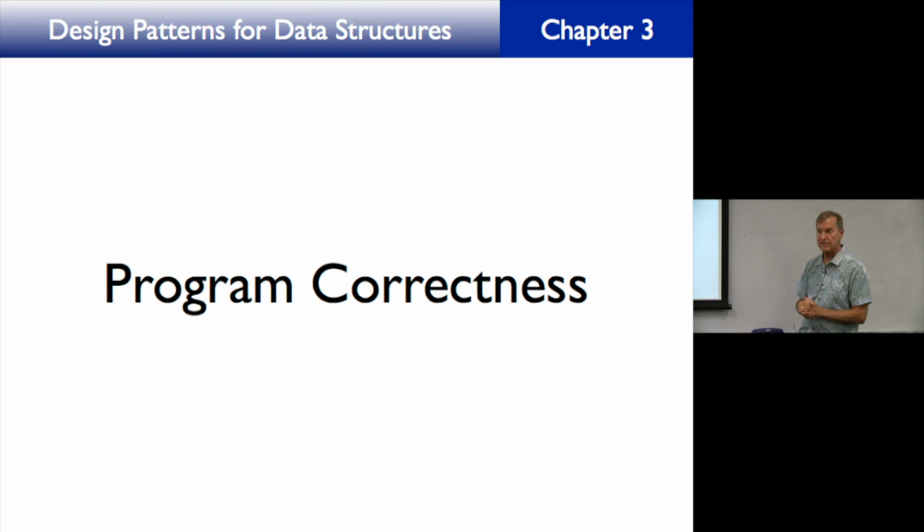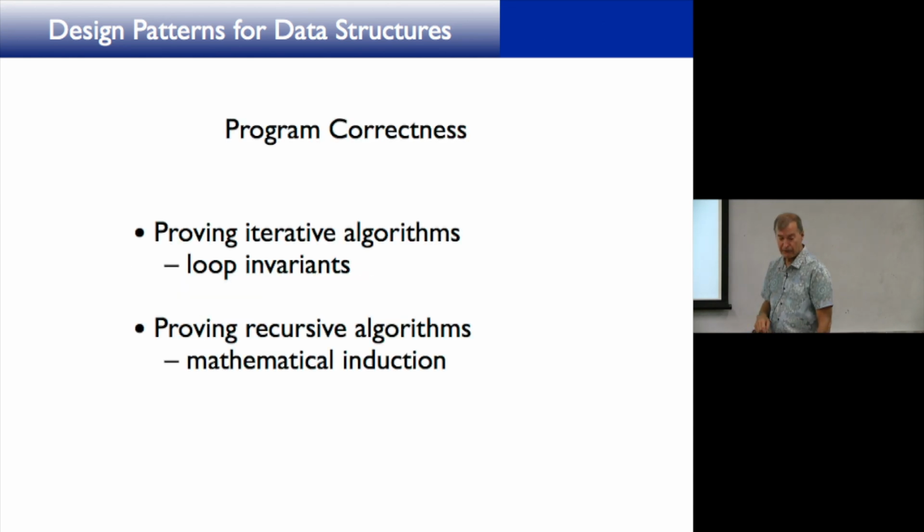And a good data structures book or a good algorithms book will have a proof for every algorithm, all right? I really wish we had more time, but we don't. So what we're going to do here is shift gears and talk about program correctness. And furthermore, there's two basic situations where we have to prove program correctness.